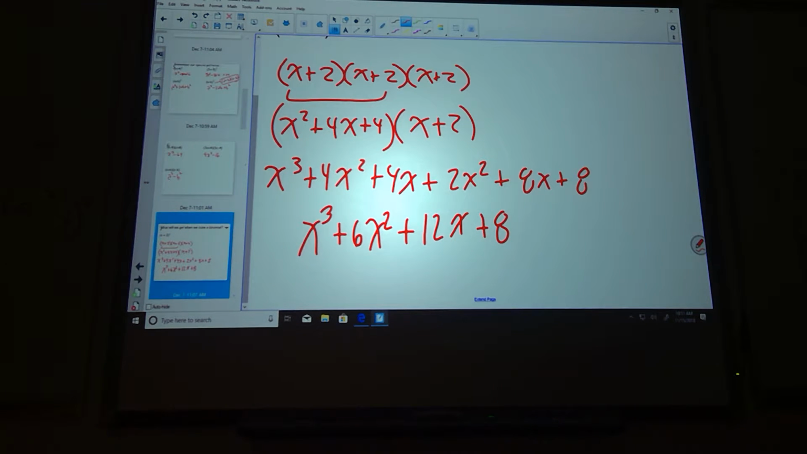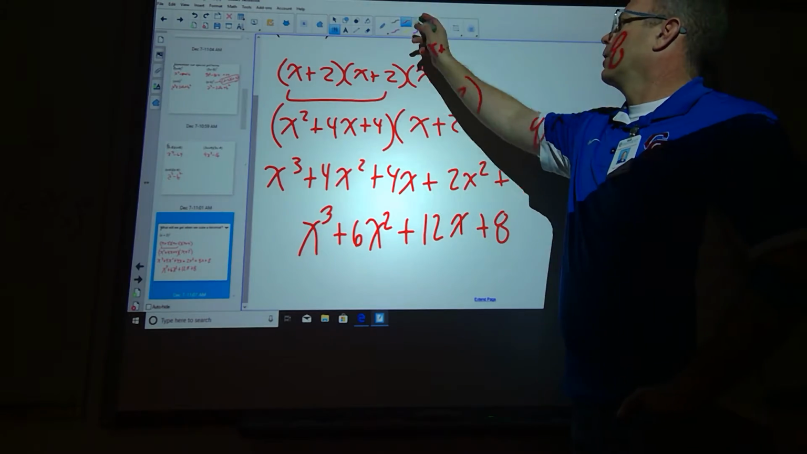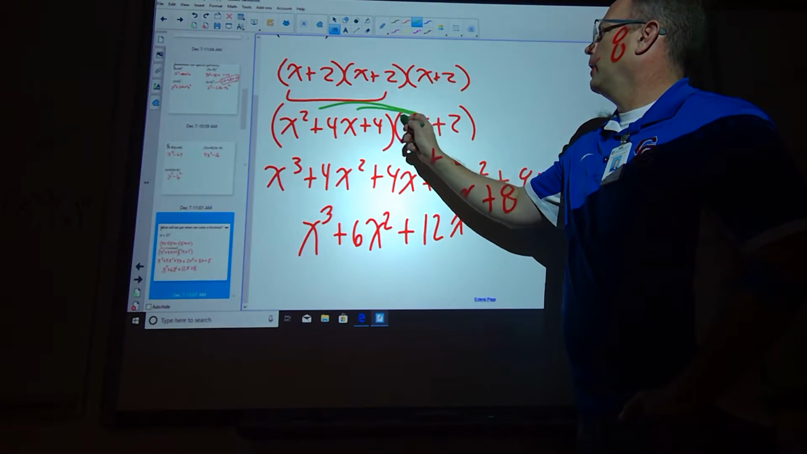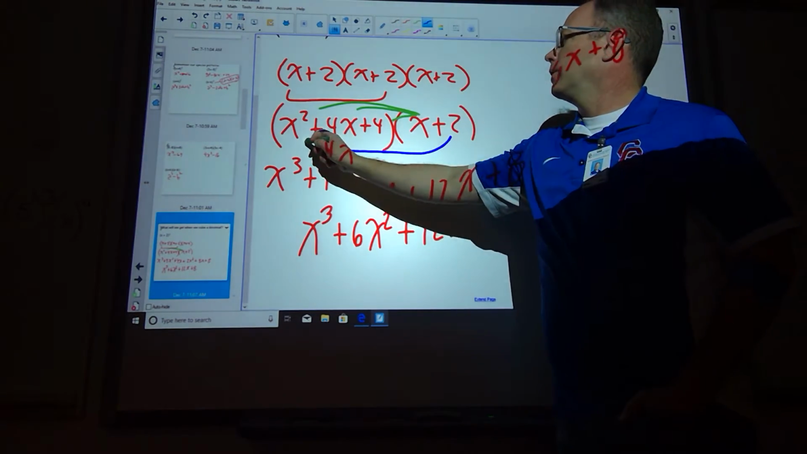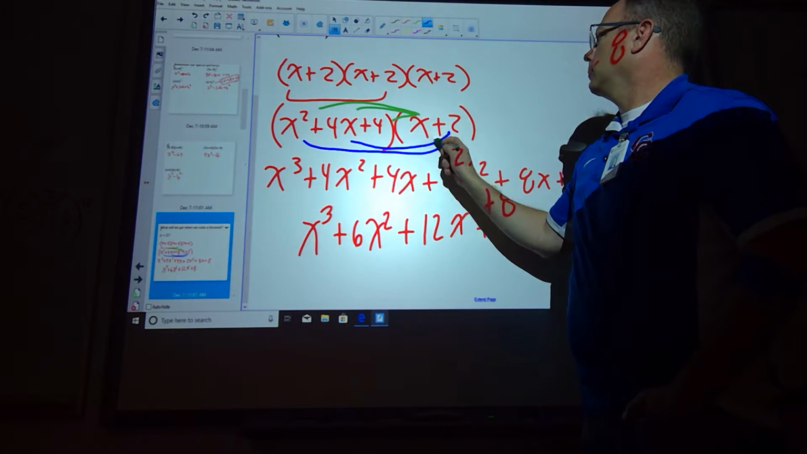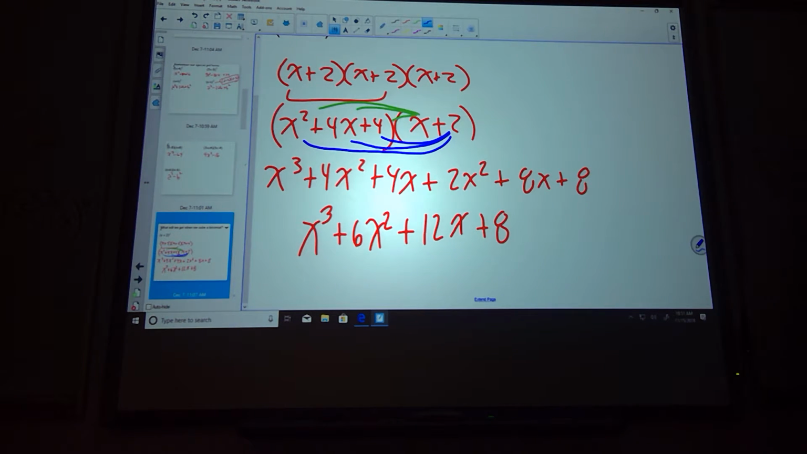Yeah, I just foiled together the first 2, and then I distributed the x plus 2. So I went here to here, here, and here, and then here's. That's it.